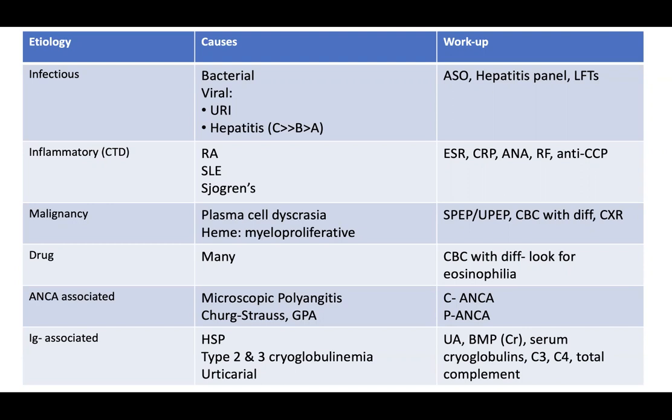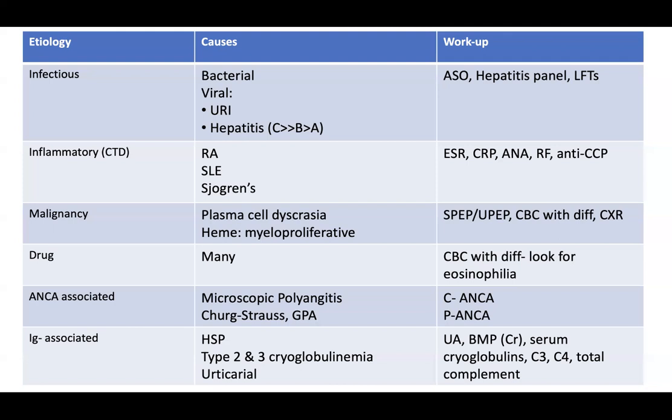Inflammatory processes such as rheumatoid arthritis, lupus, Sjogren's, these can all lead to vasculitis. As we mentioned, you'll want to get an ESR, a CRP, an ANA, rheumatoid factor, anti-CCP to fully investigate. For malignancy, you'll want to make sure that the patient doesn't have a plasma cell dyscrasia or a myeloproliferative disorder. So you'll want to get your CBC with diff as well as a SPEP and UPEP. Chest x-rays can always be helpful to identify if there's any type of lymphoma or hilar lymphadenopathy or pulmonary masses. Getting imaging is going to be very important to rule out whole body malignancy.